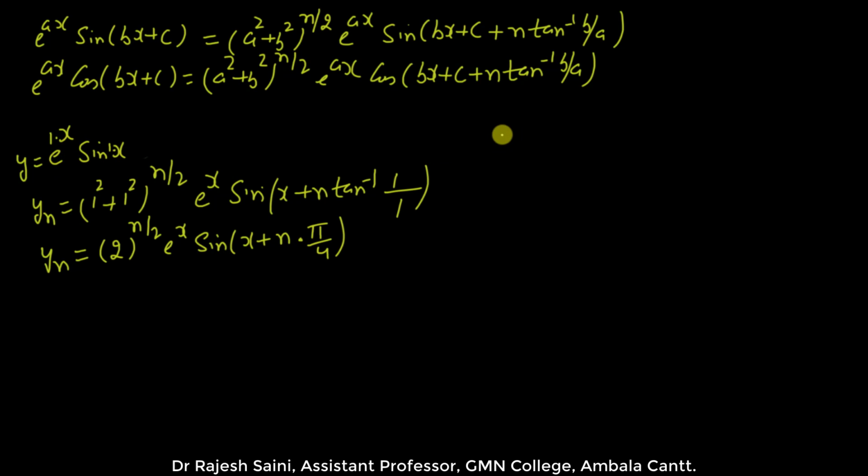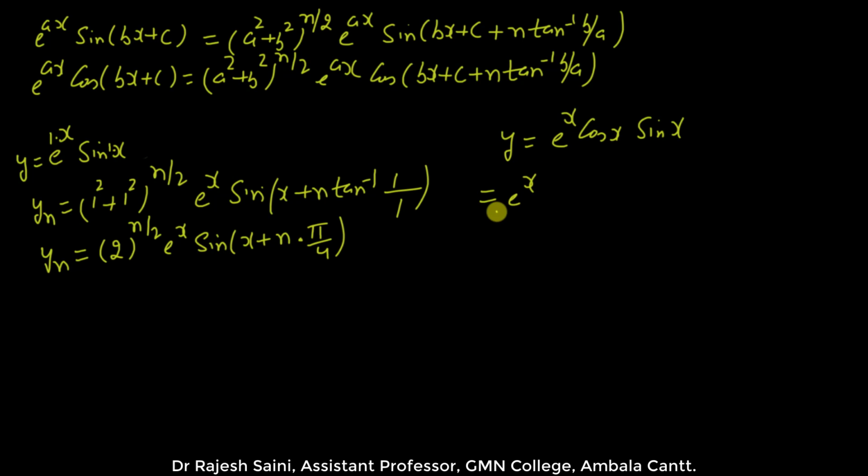Now if we are asked to find the nth order derivative of e raised to the power x cos x sin x, how will you do it? We don't know the nth order derivative of a function containing the product of two trigonometric functions and an exponential function. If instead of cos x sin x there were only e raised to the power x and cos x, or e raised to the power x into sin x only, we could solve it by this formula. But here one trigonometric function is more, so we need to reduce.